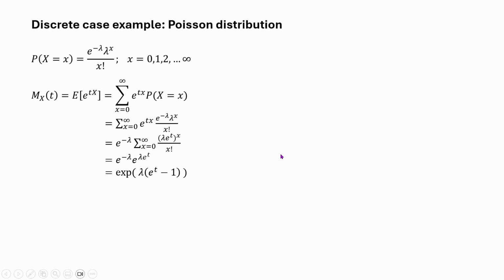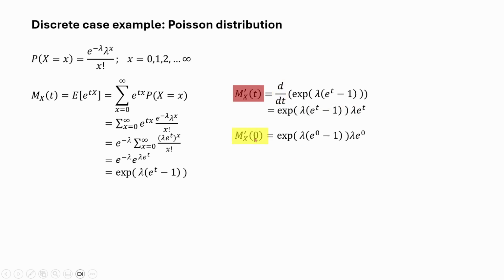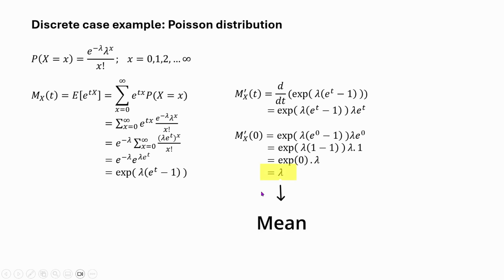Now let's take the first moment. In order to generate the first moment, we need to take the first derivative with respect to t. And if we do that, we get this. Now we can take t equal to 0. And if we do that, we are going to get lambda. Voila, we have generated the mean, which is the first moment, successfully. Okay, fine. This is a discrete case.